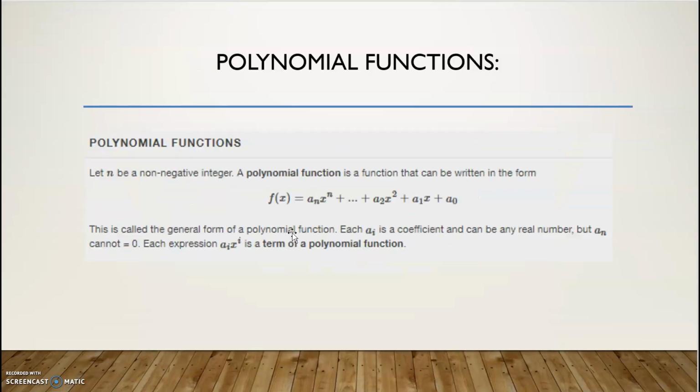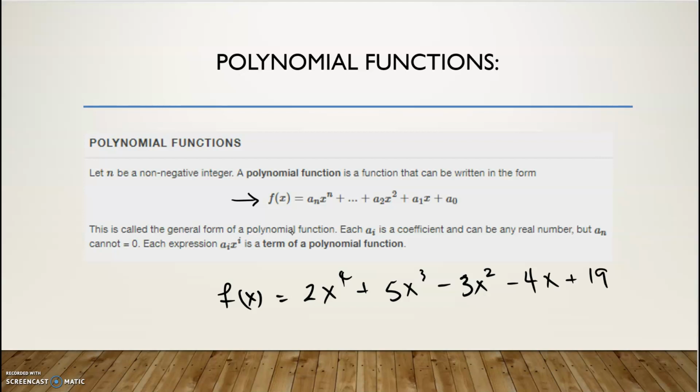Now let's go to polynomial functions. So we're going to let n be a non-negative integer. A polynomial function is a function that can be written in this form right here. Now that's just a really general way of writing, say, 2x raised to the 4th plus 5x raised to the 3rd minus 3x squared minus 4x plus 19. Okay, notice how it's in this form right here, and it starts with a larger number.